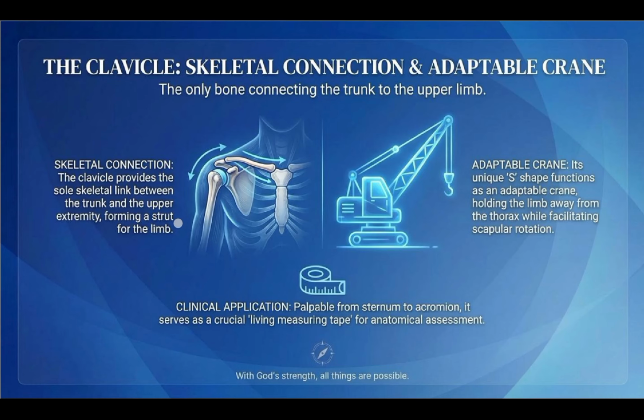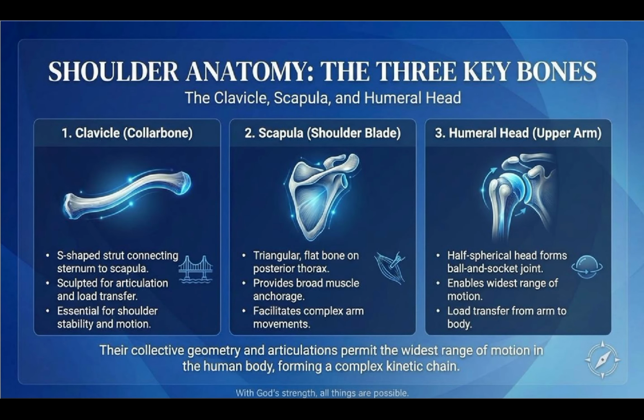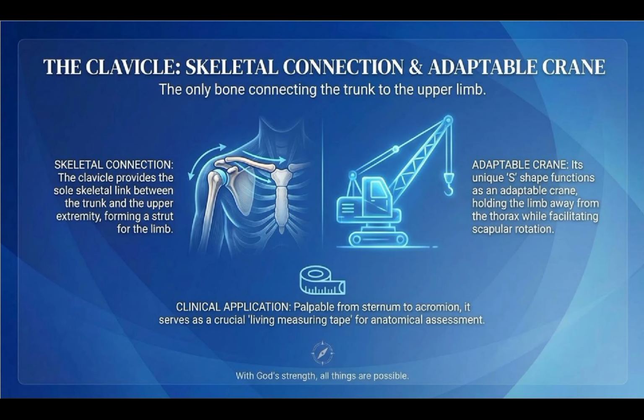So let's start with the clavicle. We said we have three major bones, which are the clavicle, the scapula, and the humeral head. So now we are starting with the what? With the clavicle. So what is about the clavicle? Now let's dive in deep in this course.